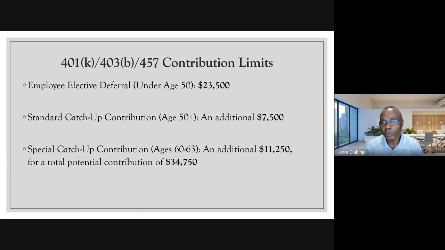You can contribute up to 23,500 if you're below 50 years of age. If you're above 50, you can add another $7,500 as part of your home contribution. And then between the age of 60 and 63, because those people are getting close, to help them put some more money in retirement if they can afford to, instead of 7,500, they can add an additional 11,250. So that means potentially up to 34,750 in that age bracket.